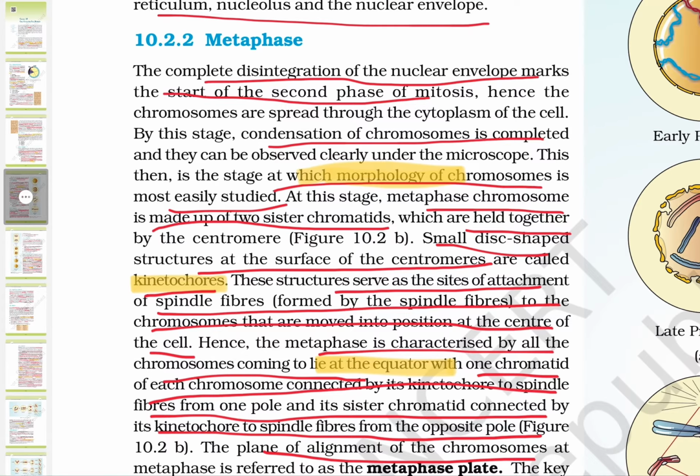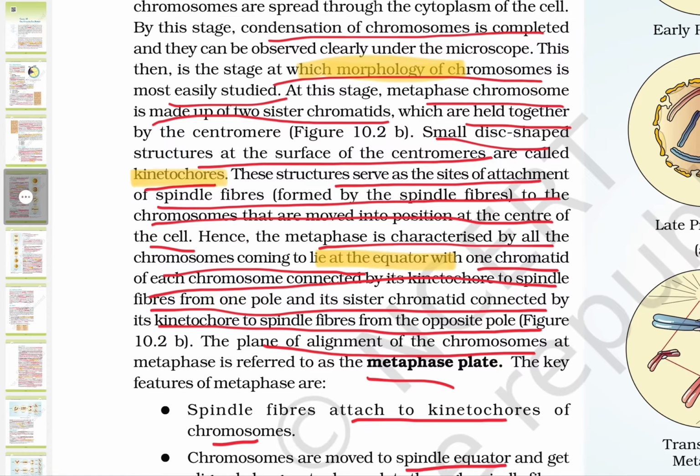which are held together by the centromere, and we have small disc-like structures on the surface of the centromeres, which we call kinetochores. These structures are the attachment sites for the spindle fibers from the centrioles, the mitotic apparatus, so the kinetochores are the attachment sites.